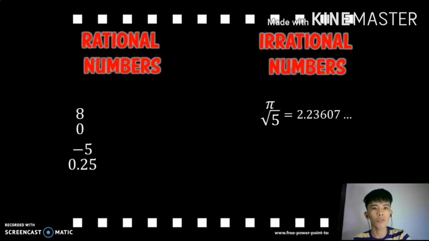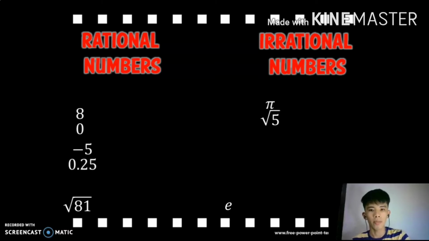Since ang value ng square root of 5 ay 2.23607 and so on and so forth. Dahil walang exact roots ang square root of 5, therefore, it is an irrational. How about square root of 81? Square root of 81 is equal to 9. Okay? Kaya ang square root of 81 is a rational number. Since ang square root of 81 is 9, ang 9 is ang integer, therefore, it is a rational number.